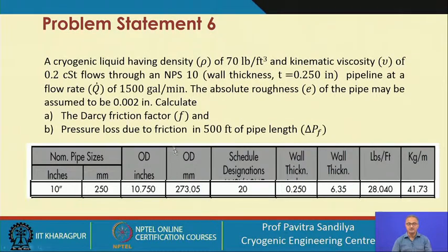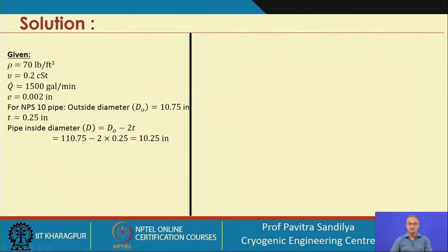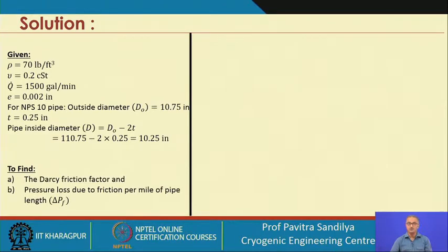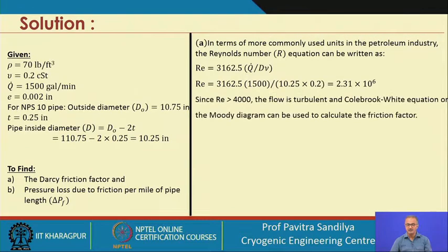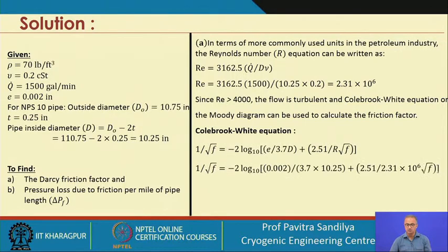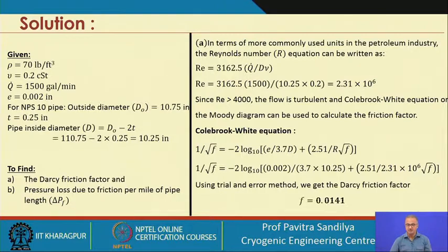In the next one, we have the same cryogenic liquid with some given value of density, the kinematic viscosity, the pipeline type, and the flow rate. The roughness is given as 0.002 inches. We have to calculate the friction factor and the pressure loss. Now, here we put all the given information first, and this is what we need to find out. Here we take the expression for the Reynolds number like this, and we find it is again in the turbulent regime. So, we will use the Colebrook-White equation, we plug in the values, we do some iterative calculation, and we get the friction factor to be this particular value.